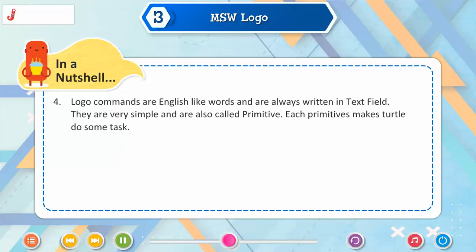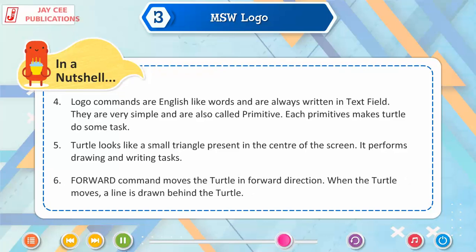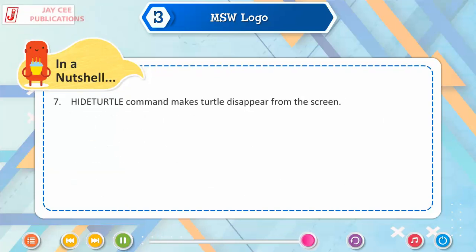4. Logo commands are English-like words and are always written in text field. They are very simple and are also called primitives. Each primitive makes turtle do some task. 5. Turtle looks like a small triangle present in the center of the screen. It performs drawing and writing tasks. 6. Forward command moves the turtle in forward direction. When the turtle moves, a line is drawn behind the turtle. 7. Hide turtle command makes turtle disappear from the screen.